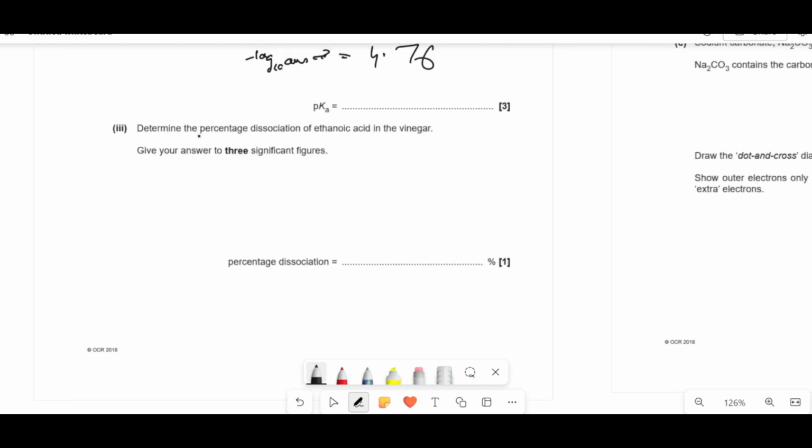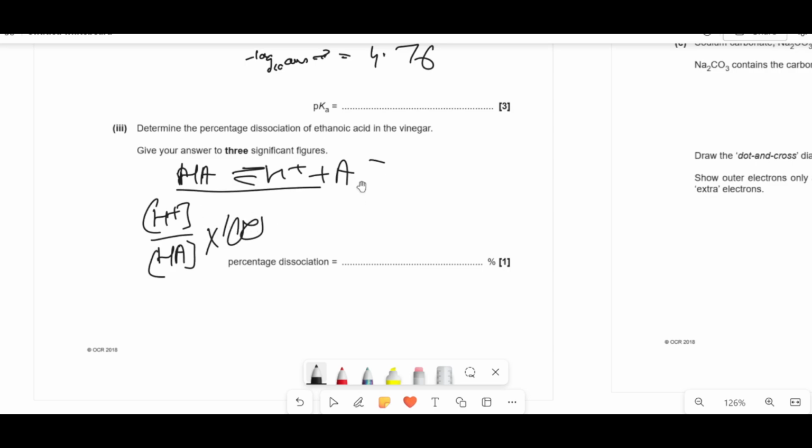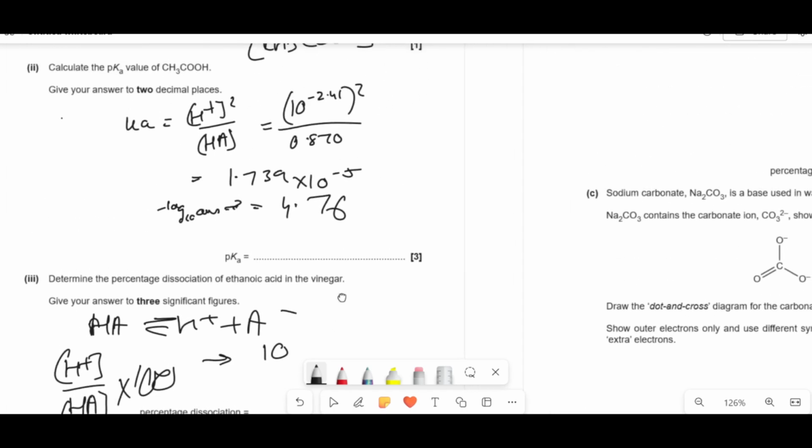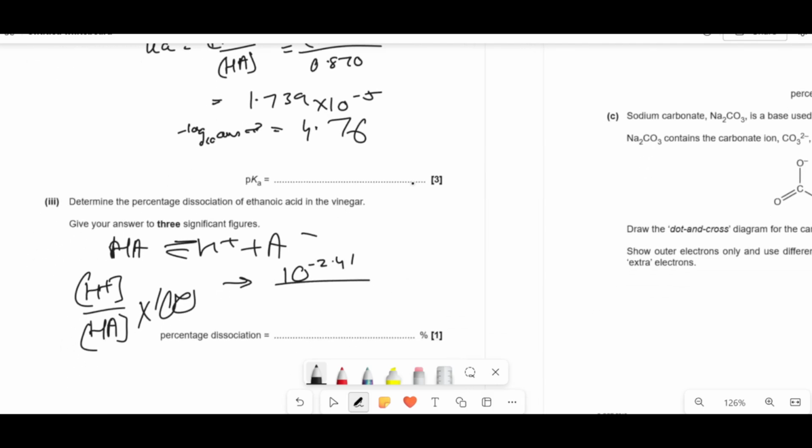There you go. Now it says determine the percentage dissociation of ethanoic acid in vinegar, and give your answer to 3 significant figures. So what it's saying is that if we think of it this way, HA becomes H+ and A-. So the percentage of its dissociation is going to be this over the original thing that it becomes, right? It's going to be H+ over HA times 100. We could use A-, but they're both equal. So we're just looking at how much it's dissociating by. So in that case, it's going to be 10 to the minus 2.41 over the concentration that it's at, which is 0.870, times 100, which if you do that, you get 0.447.